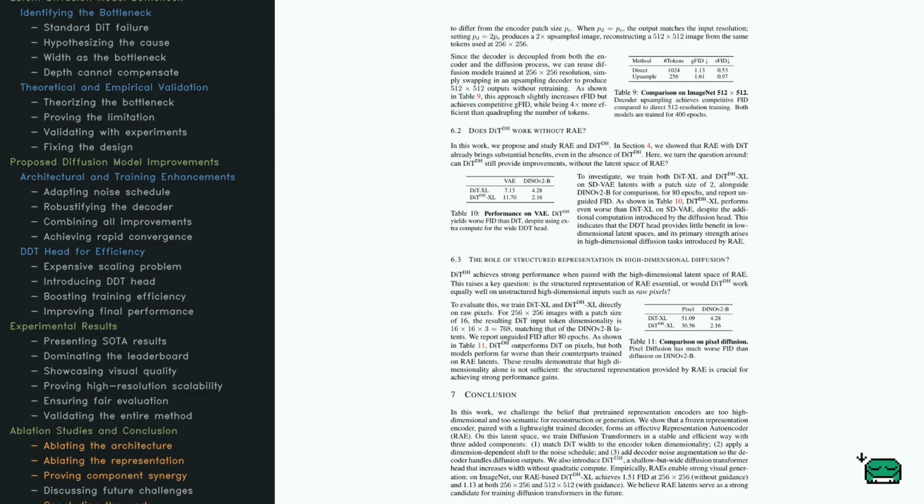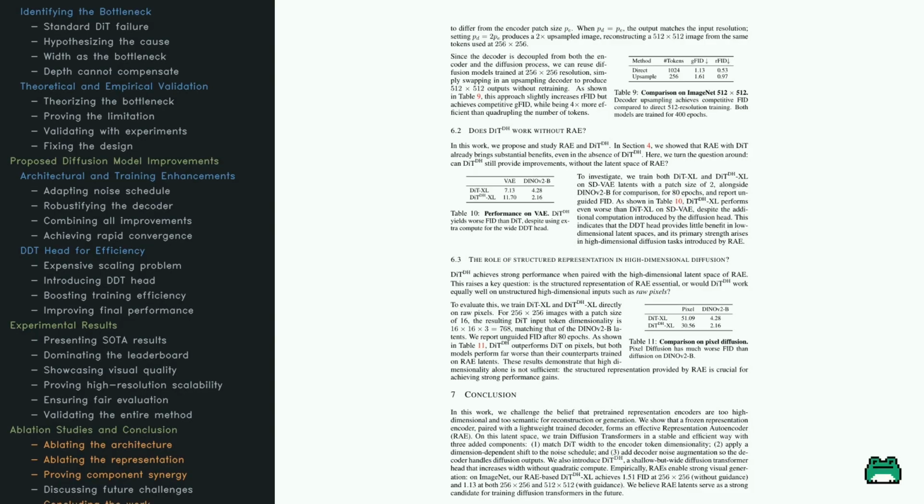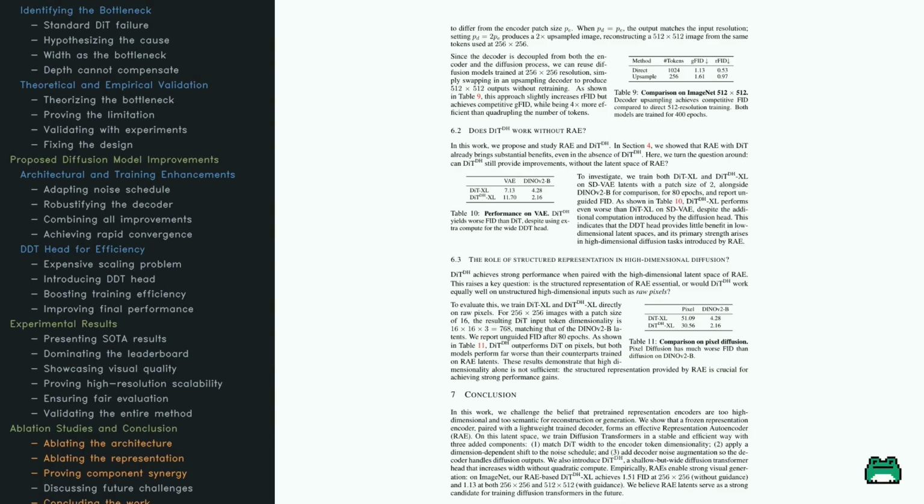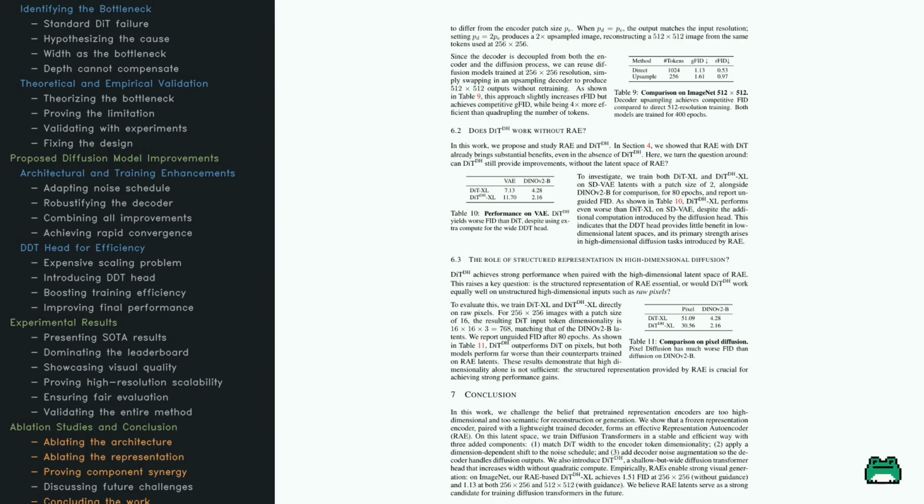First, they ask if their DiT-DH architecture is useful without the RAE. The answer, shown in Table 10, is a resounding no. When they try to use their new architecture on the old, low-dimensional VAE latents, it actually performs worse. This is a crucial finding. It proves their DiT-DH head isn't just a generic upgrade, it's a specialized tool perfectly tailored to solve the unique challenges of the high-dimensional RAE space. The two components work in synergy.